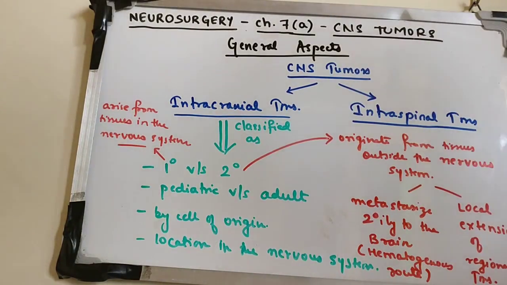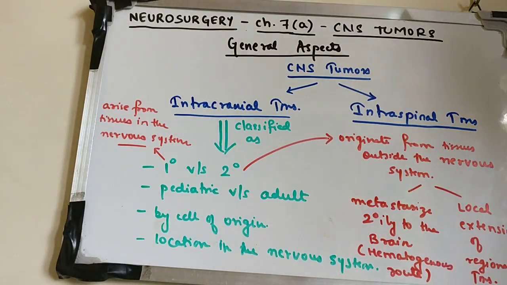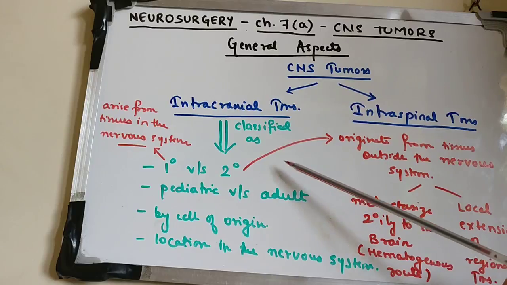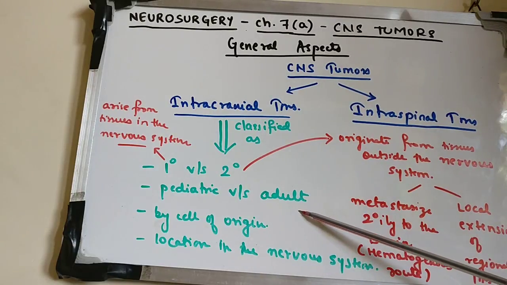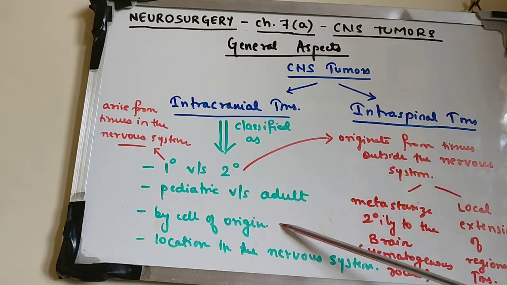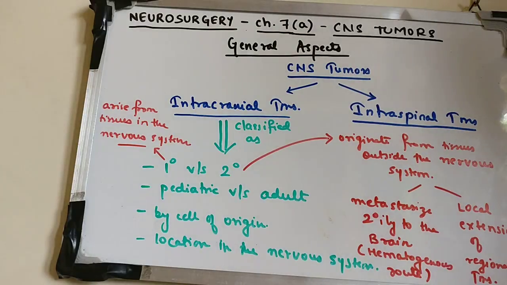So the intracranial tumors can be classified as primary versus secondary, pediatric versus adult. They can be classified by the cell of their origin and by their location in the nervous system. Location in the nervous system, in case they can be cerebellar, they can be in the cerebral cortex, they can be the brainstem, they can be originating from the ependyma and going into the ventricles.